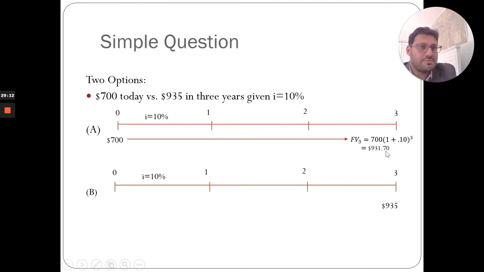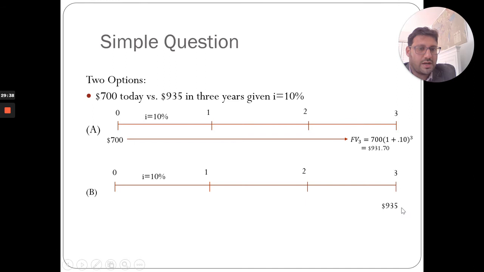So which one is better? Obviously, alternative B is better, because you are getting a guaranteed 935 after 3 years versus the 700 you will get today, and you have the guaranteed interest rate of 10%, right? Now, in case of B, if we discount it back, we should come to the same conclusion.